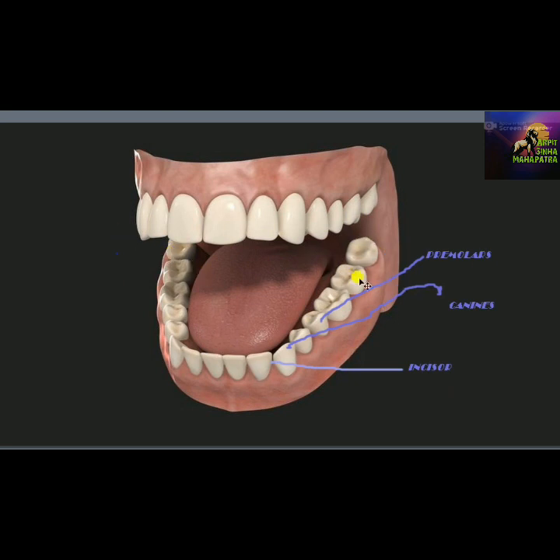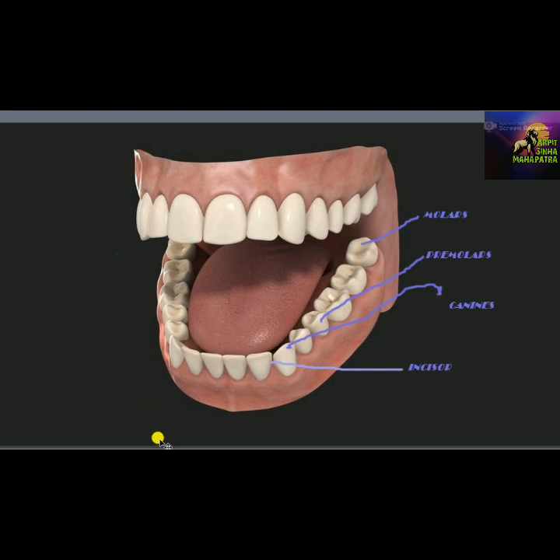Okay, so we write that these teeth are called the molars. Students, we write it. So this is the diagram of all types of teeth in a human being, and their work.